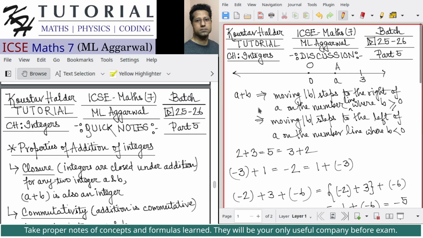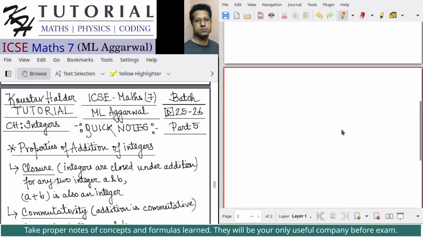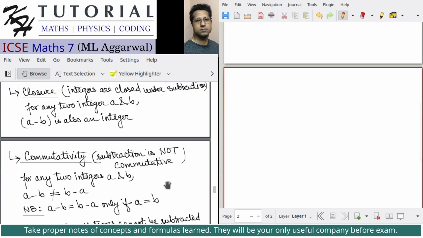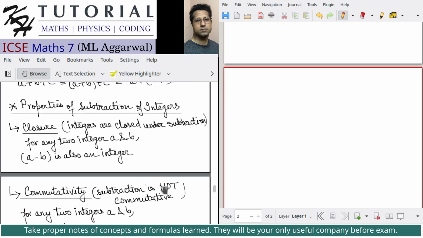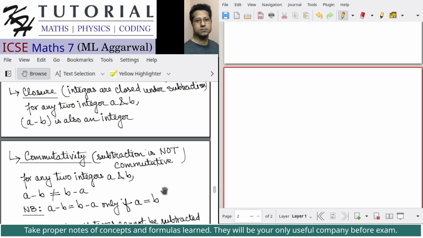I already explained a plus b, and if it is so, the subtraction a minus b means that we are moving depending on whether b is positive. If b is positive, then we are moving b steps to the left of a on the number line, and if b is negative, then we are moving to the right side. How many steps? Absolute value of b steps to the right hand side.